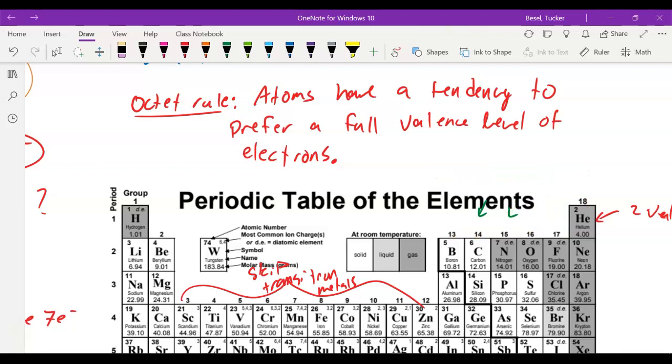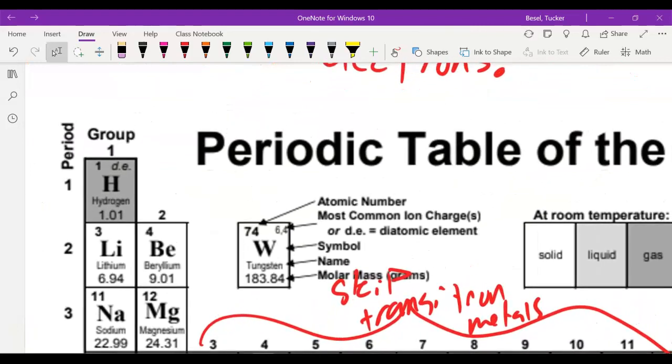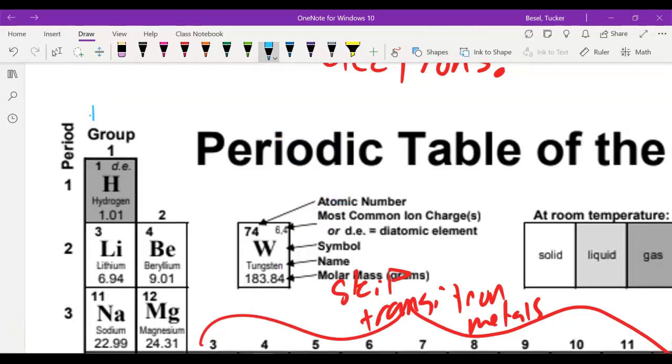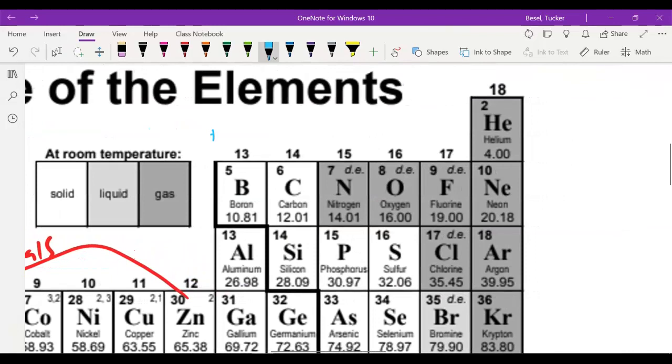You can use your periodic table to help with this as well. And I want you to actually write this at the top of your periodic table, if you have one. So all of the group 1 elements are going to form plus 1 ions. These are going to become plus 2 ions. Let me skip all these guys. Come over here, plus 3 ions. This could be plus 4 or minus 4 ion.